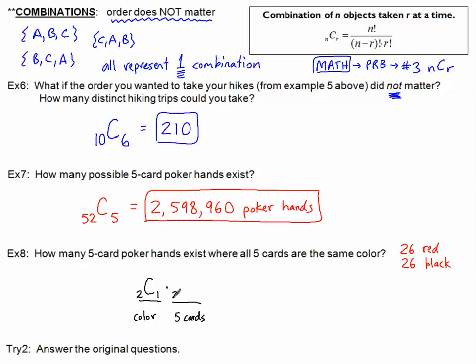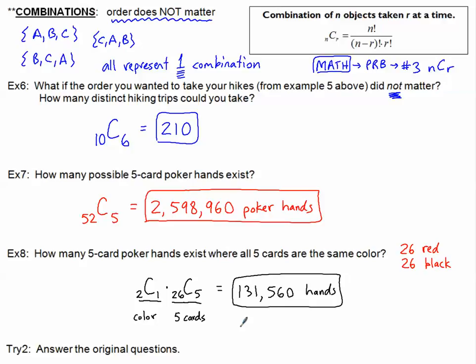Well, there's only 26 of a certain color, and we're going to choose 5 of them. So we need to multiply these 2 combinations together to figure out how many possibilities exist for that. Plugging those both into the calculator and multiplying them, we get 131,560 hands. So there's our permutations and combinations.